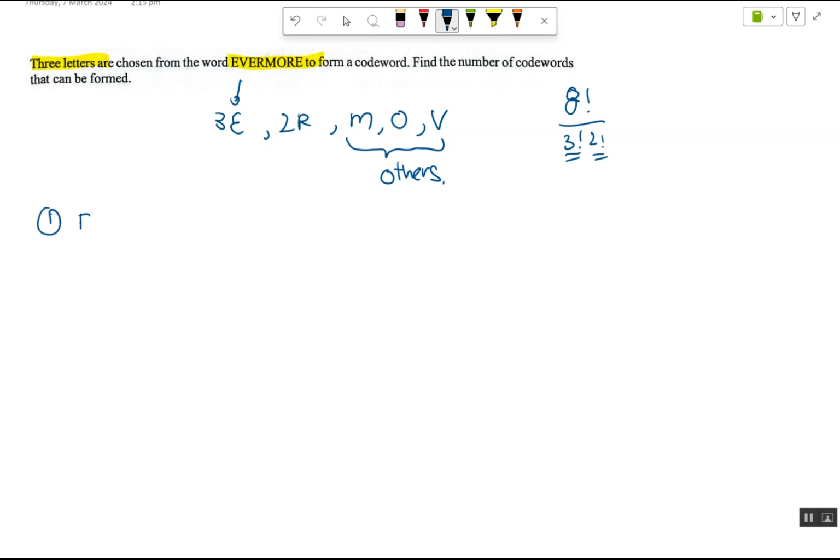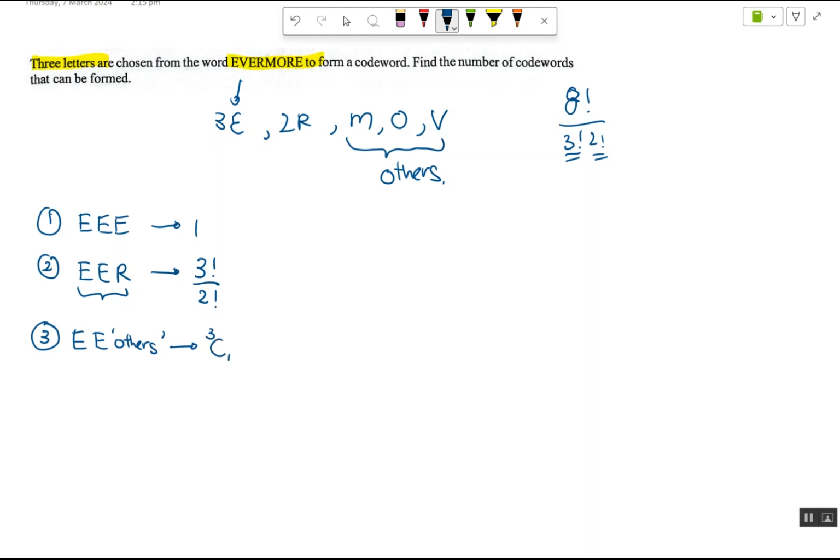Case number 1, if I chose E, E, E, that would only be one way. Case 2, if I chose E, E, R, I can permute them within E, E, R. So it would be 3 factorial over 2 factorial, that's 3 ways to rearrange E, E, R. Then case number 3, if I choose E, E, and the last one will be others. For others, I have 3 others, so 3 choose 1, then multiply by 3 factorial over 2 factorial, because whatever the other is, you can rearrange EE and the other.